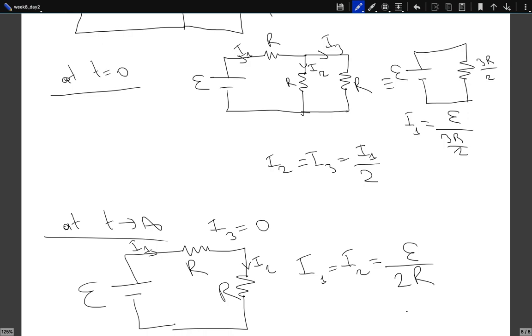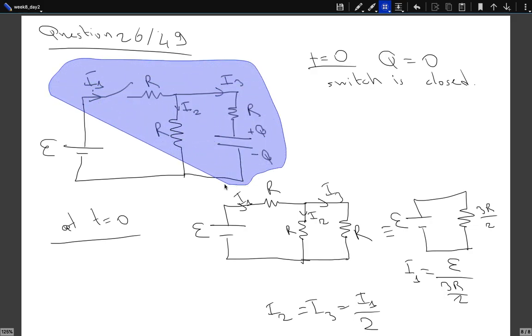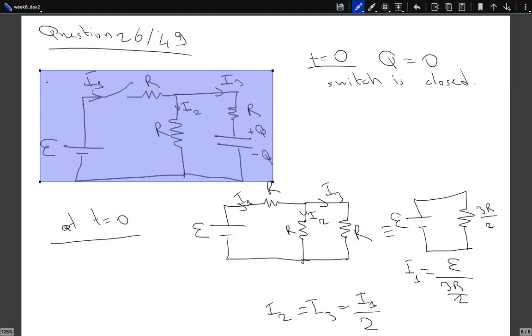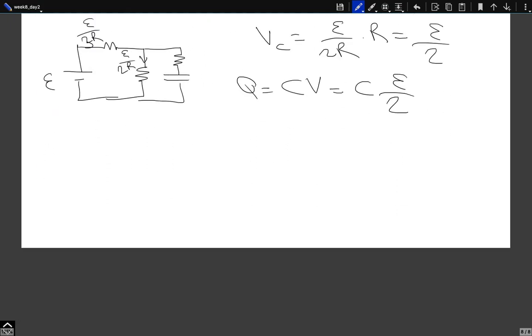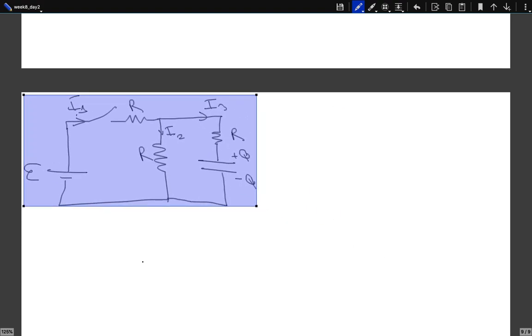For any time in between, when the capacitor is not yet fully charged but also not empty, we need to use Kirchhoff's rules. Let's write the Kirchhoff's equations for this circuit. So this is our circuit. Let's start with the junction rule.